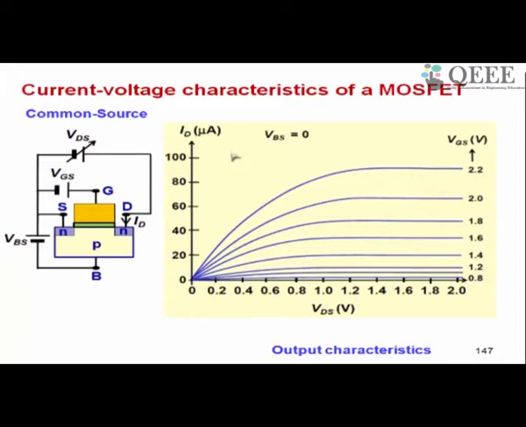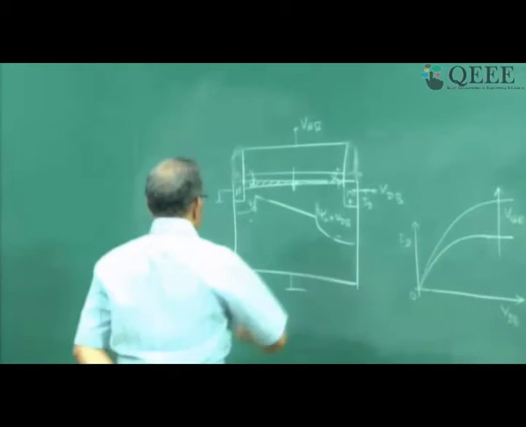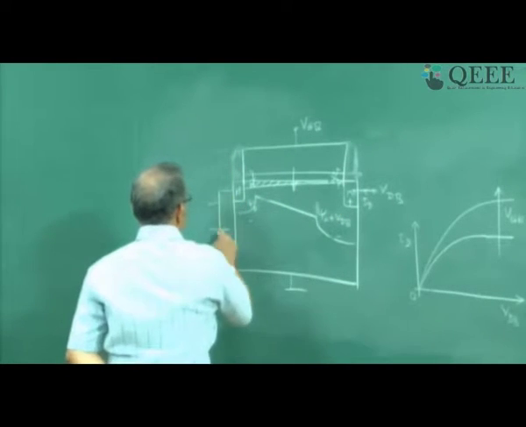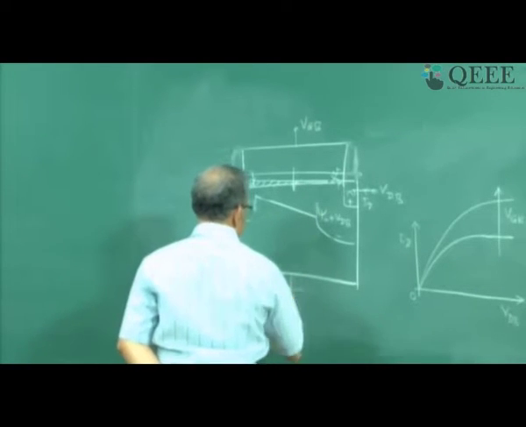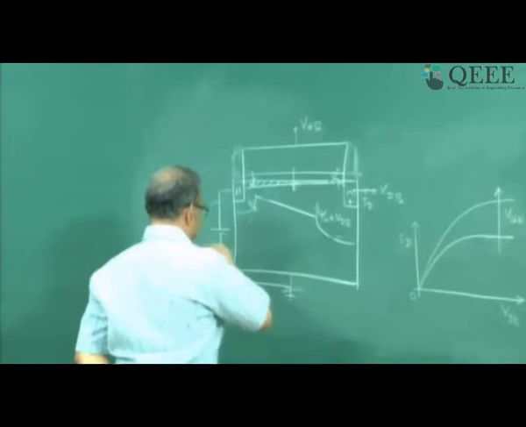Now someone had asked me a question in the first session. What happens if you change VBS? Now we can explain what happens if you change VBS. If you introduce a VBS with this polarity where the source is positive with respect to bulk, what is going to happen? So if I introduce a power supply here like this, right, what is going to happen?